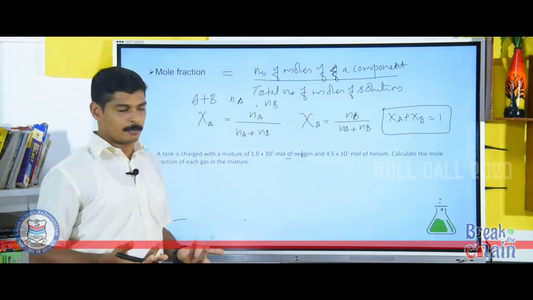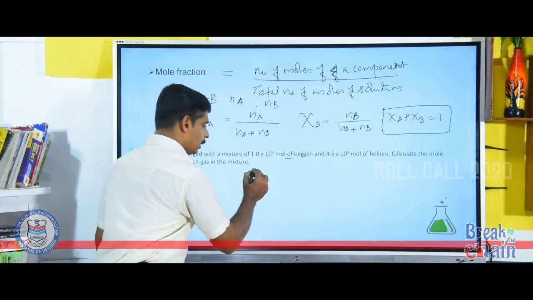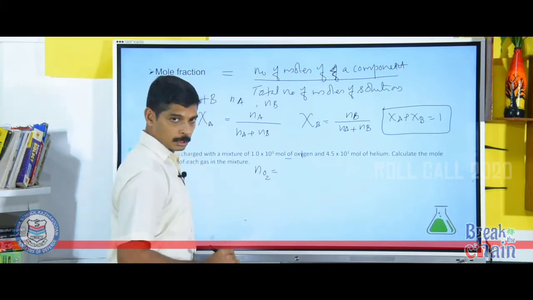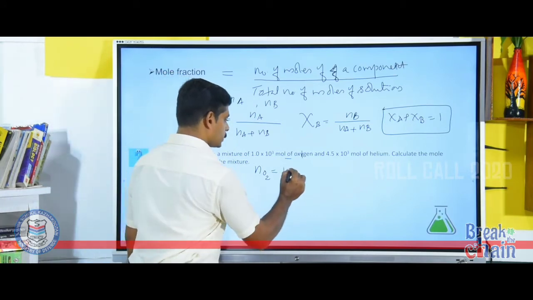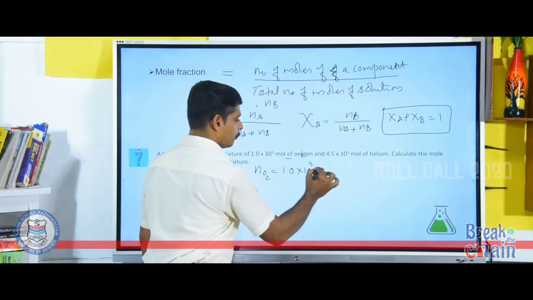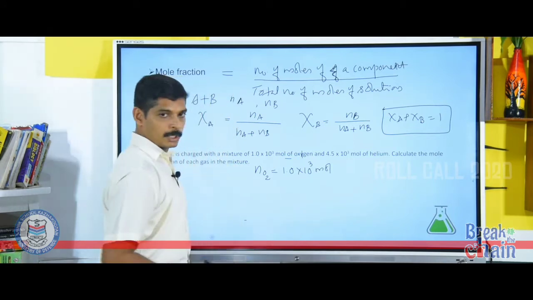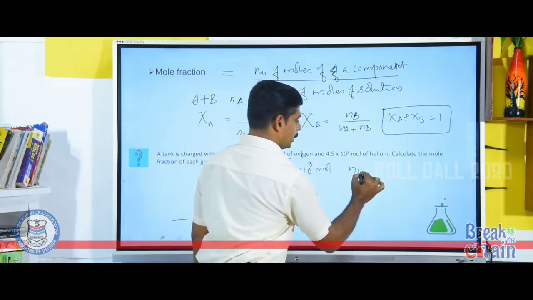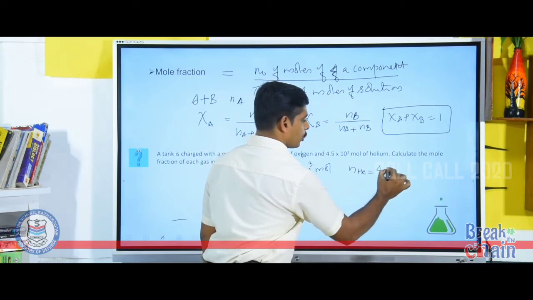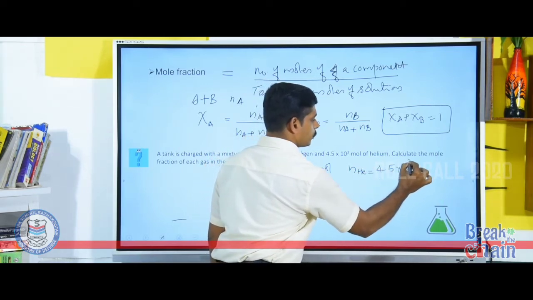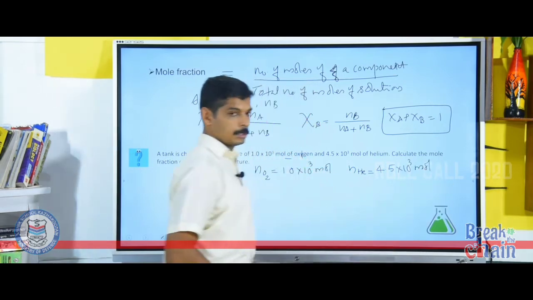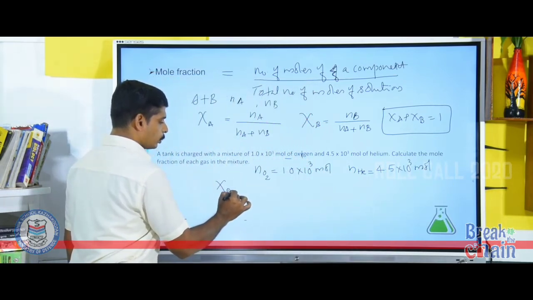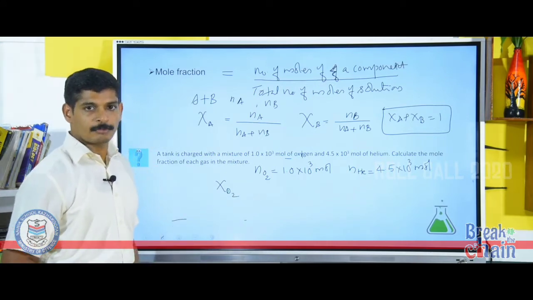Since it is directly given the number of moles, nothing to worry. Let the number of moles of oxygen, it is directly given in the question, be 1.0 into 10 raised to 3 mole, right. Then what is the number of moles of helium? Number of moles of helium is equal to 4.5 into 10 raised to 3 mole. Is it okay? Now what is chi O2? Chi O2, that is mole fraction of O2.